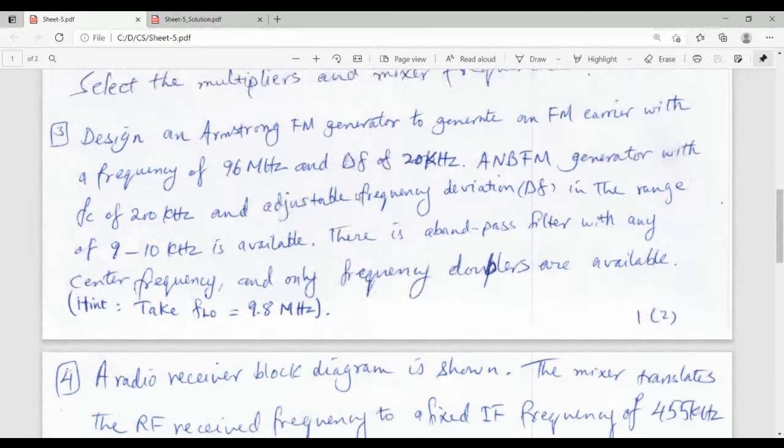Question number 3. Design an Armstrong FM generator to generate an FM carrier with a frequency of 96 MHz and a frequency deviation delta F of 20 kHz. A narrowband FM generator with carrier frequency of 200 kHz and adjustable frequency deviation, that is delta F, in the range 9 to 10 kHz is available. There is a bandpass filter with any center frequency and only frequency doublers are available. Hint: take FLO, the local oscillator frequency, as 9.8 MHz.